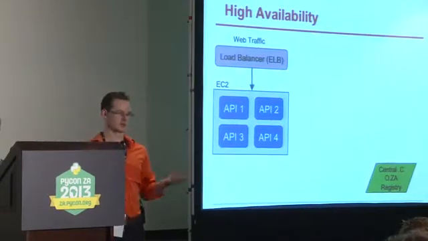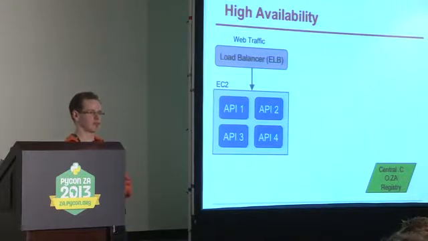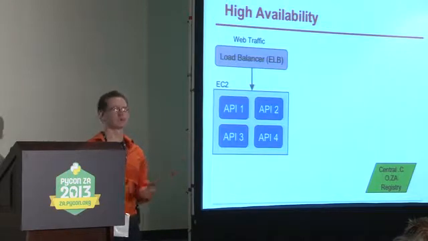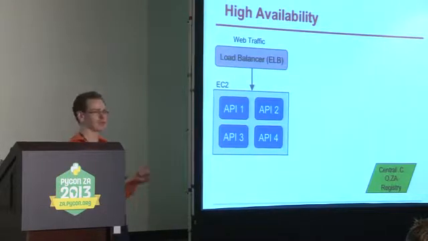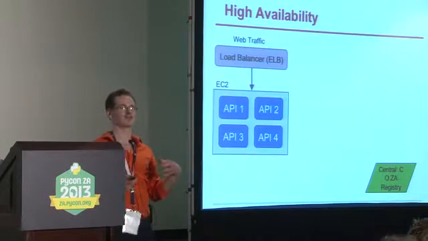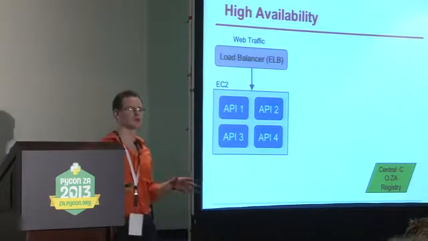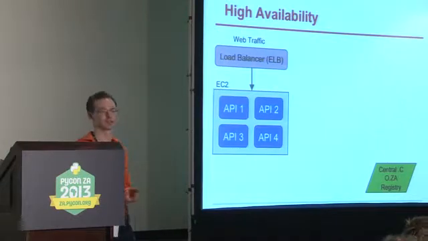So let's design the system. We have some instances running on EC2. 4 API instances, can be 2, can be 3, can be 10. And we have a load balancer which takes in our web traffic and distributes it using round robin to our instances. And somewhere we have to communicate with the central registry.